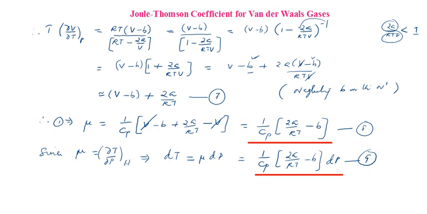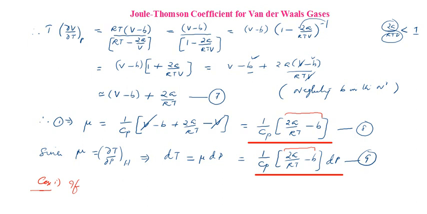Now I think we can discuss the different cases. Case 1: you can see whether a cooling effect or heating effect will occur. That will depend upon the value of mu. The sign of mu is decided by this quantity in the bracket. The same quantity is appearing here also, so whether dT will be positive or negative will depend upon this quantity. So I am taking that one.